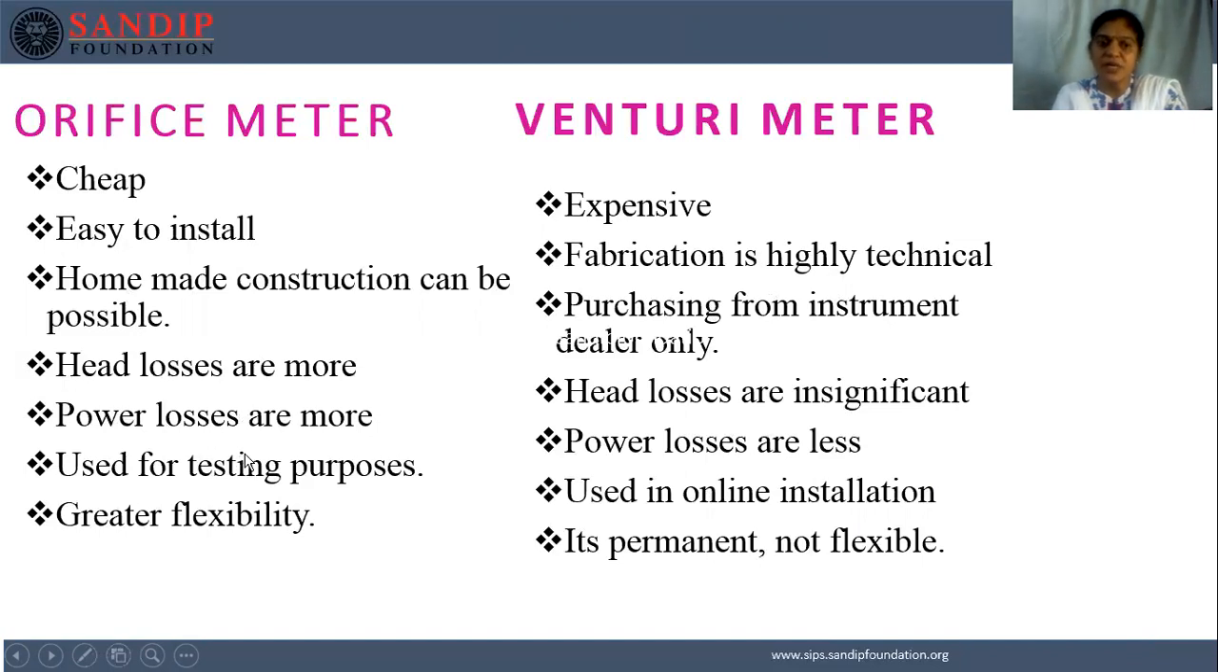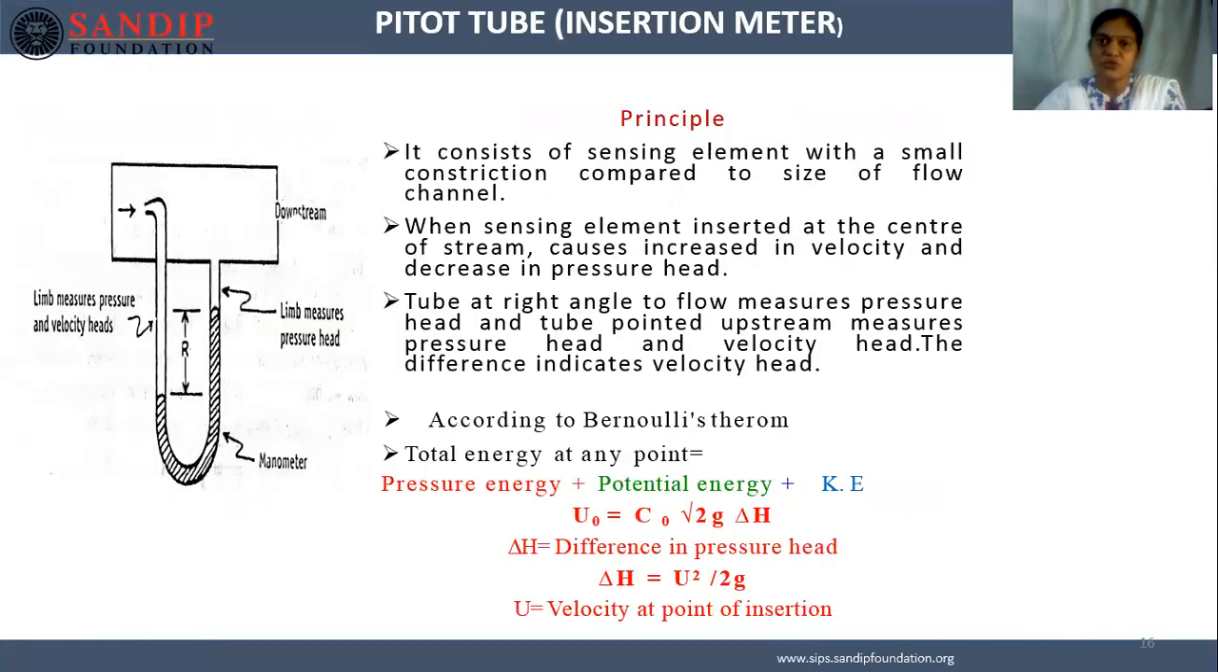Then the orifice meter is used for testing purposes, whereas the Venturimeter is used for online installation. And the last one: the orifice meter has greater flexibility, but the Venturimeter lacks this flexibility. It is the permanent one. So this is the difference between the orifice meter and the Venturimeter.